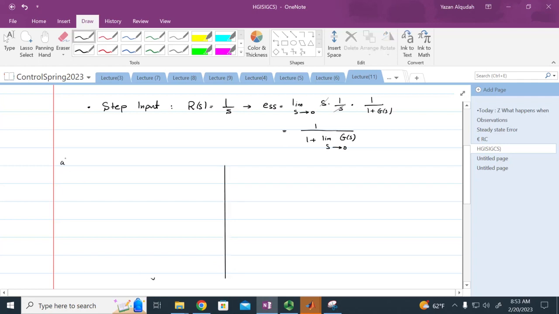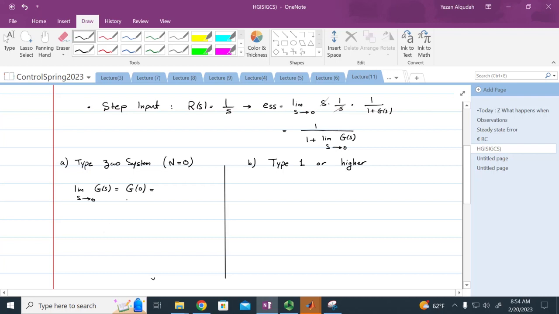So we're going to calculate it when the system type is type 0, and therefore n is equal to 0. And next, we're going to do when it is type 1 or higher. So if the system is type 0, then the limit as S goes to 0 of G of S is going to equal G of 0.